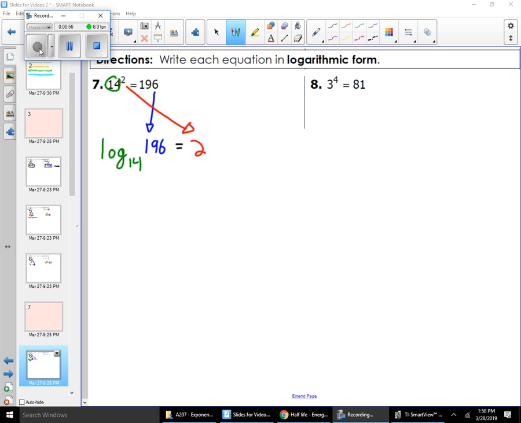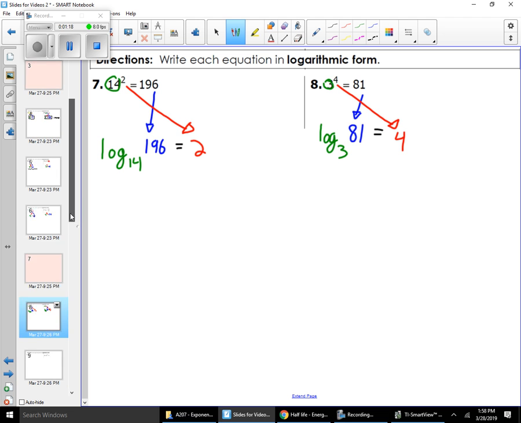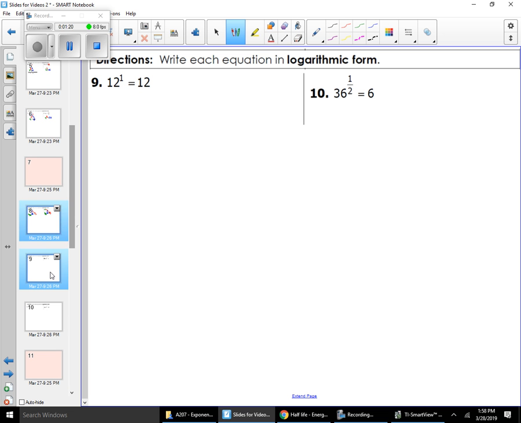So let's do a few more of these. 3 is my base for number 8, so this will be a log base 3. So log base 3 of 81. Remember that 81 is going to switch places with the 4 because we're talking about inverses here, where inputs and outputs switch sides. Let's do a few more. Again, just getting comfortable with this flip-flop here.